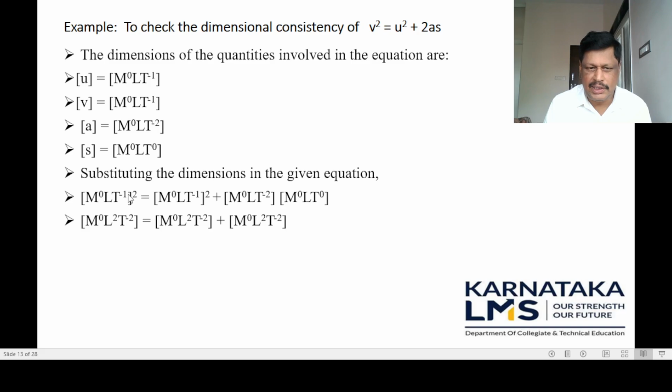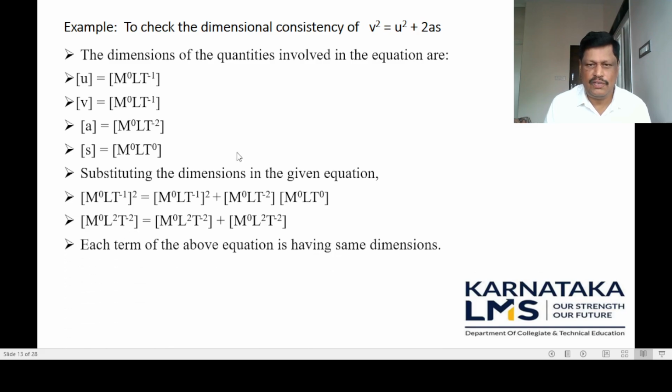By squaring this, we get M to the power of 0, L into L is L square, T to the power of minus 1 into 2, T to the power of minus 2. Similarly for the same plus term, M to the power of 0 only, L into L gives L square, T to the power of minus 2 into T to the power of 0. We are adding the powers of T, so T to the power of minus 2. Here on either side of the physical equation, they have the same dimensions. Therefore, this equation is dimensionally correct.